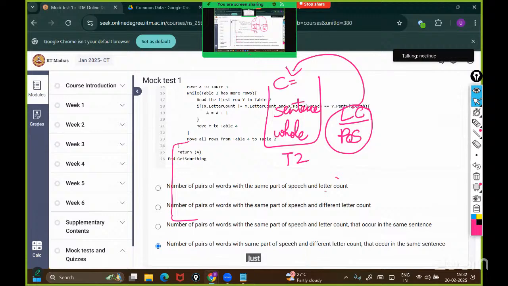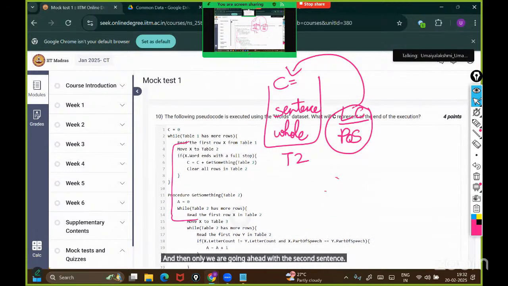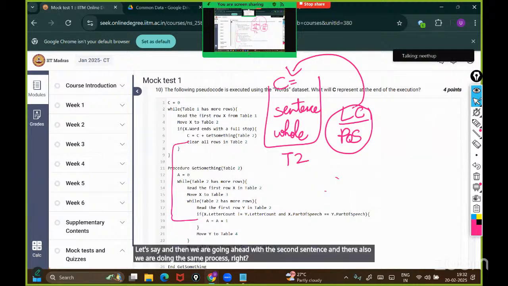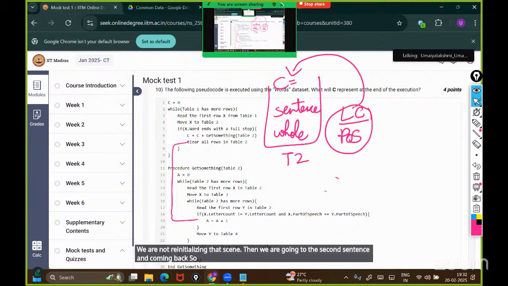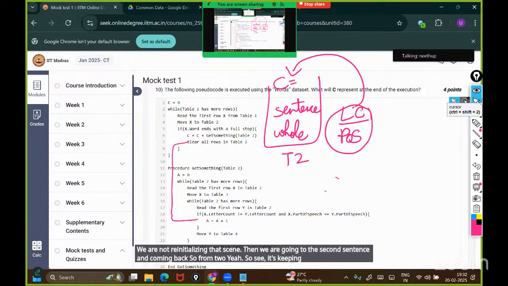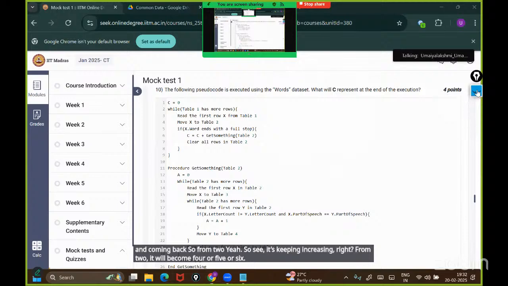Just one last thing. Okay, then only after the first sentence, we are going ahead with the second sentence, and there also we are doing the same process, right? Correct. But see, in the initial first loop, if C is say 2, we are not reinitializing that C. Then we are going to the second sentence and coming back. Every sentence we are checking. Yeah. So C keeps increasing, right? From 2, it will become 4 or 5 or 6. Yeah, that is so.